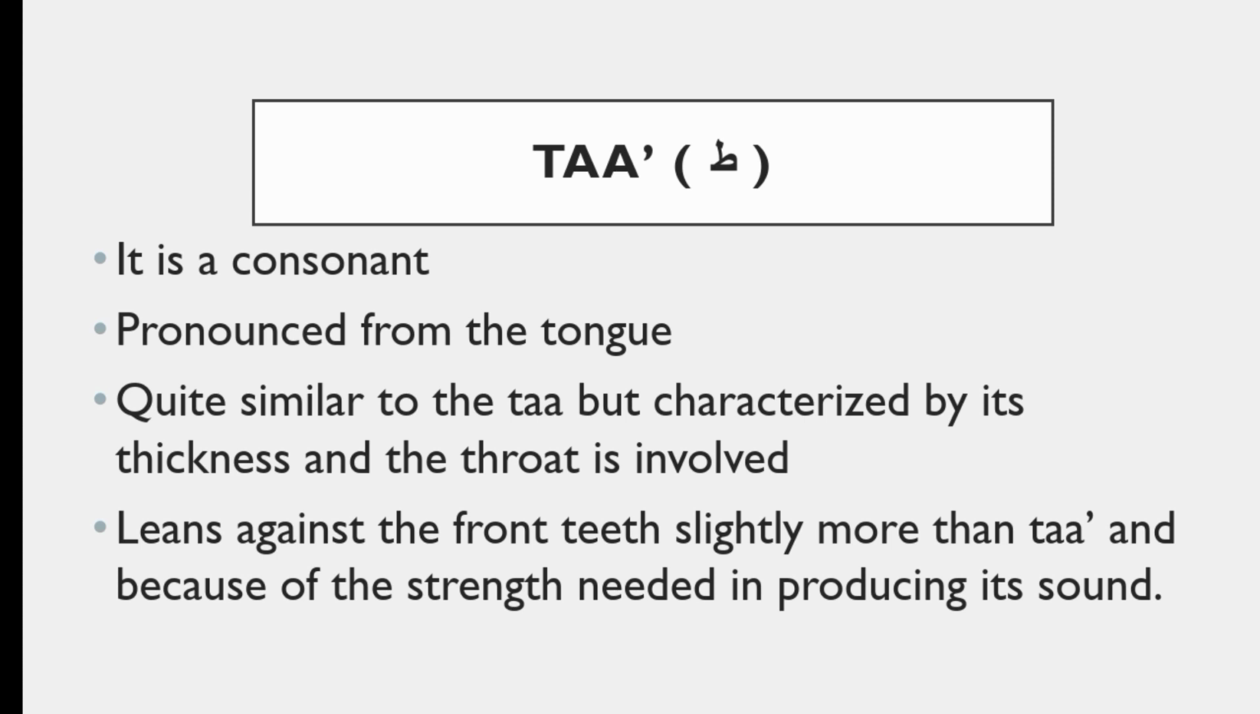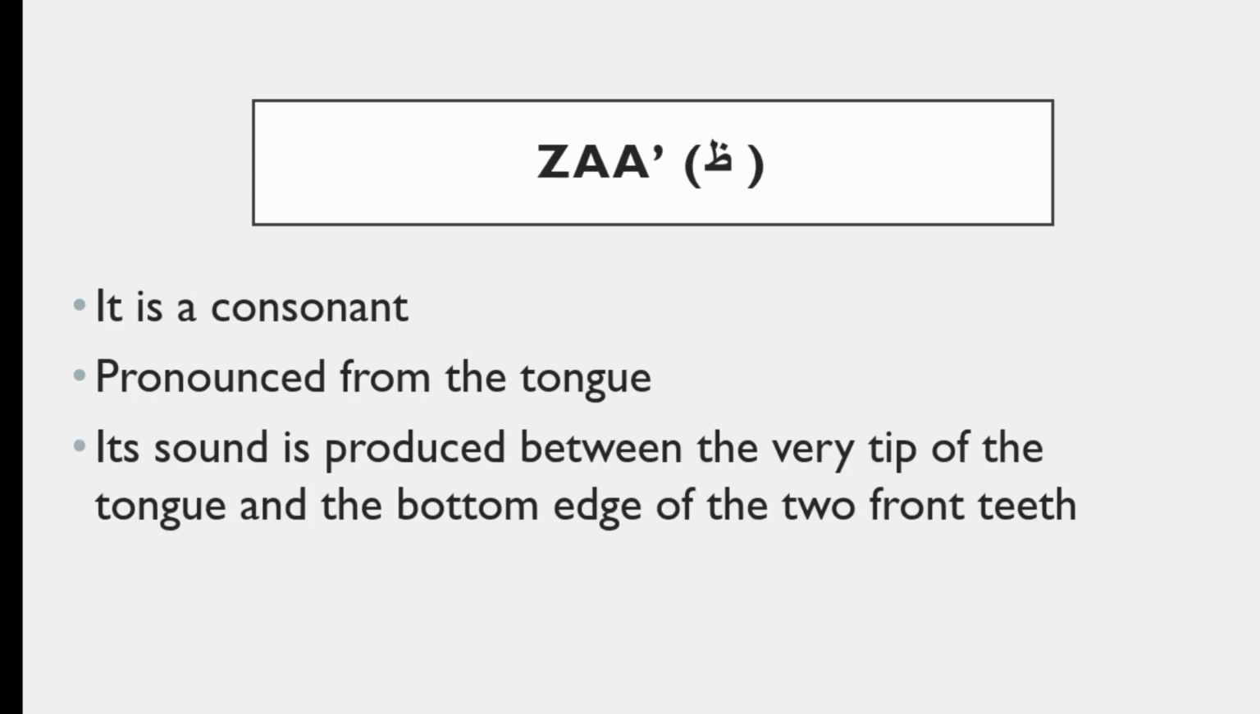So the next letter we have is vo. Vo is a consonant letter. It is also pronounced from the tongue. And its sound is produced between the very tip of your tongue and the bottom edge of the two front teeth. As in vo, vo, vo.